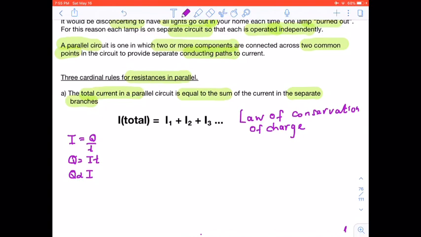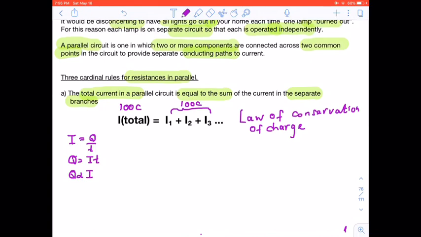So if we start with a battery supplying 100 coulombs, it would mean that if we add the current in each of the branches, it will also have to be 100 coulombs. That's the law of conservation of charge. But let me illustrate it.